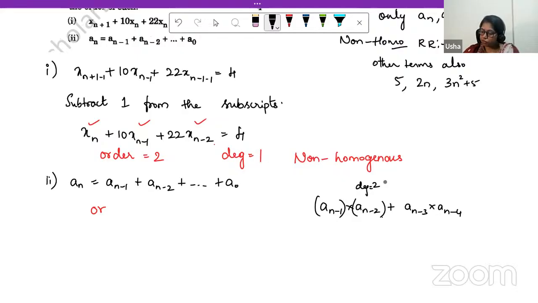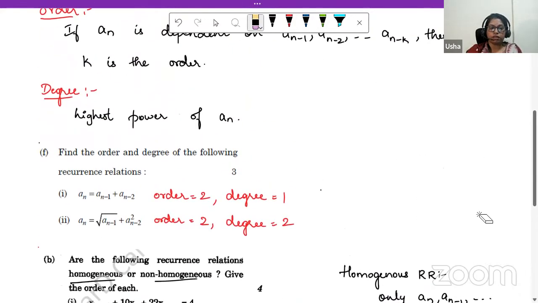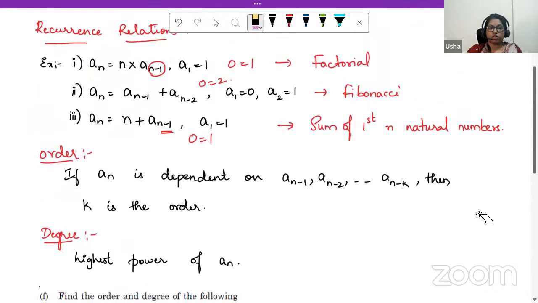Okay, Nisha asks whether the first one is a non-homogeneous recurrence. Yes, this is non-homogeneous. And this one is not non-homogeneous.